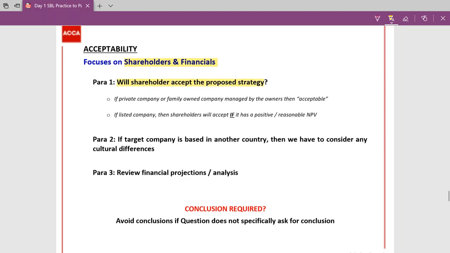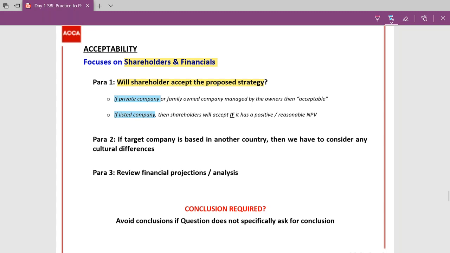So the first para, will shareholder accept the proposed strategy? If we are going for acquisition, that is a big decision, right? So obviously the owners, the shareholders will need to approve before we actually execute. So under acceptability, the first thing we look at is whether the shareholder will accept the proposed strategy or not. So there are two possible scenarios. The first possible scenario is if it's a private company or if it's a listed company. Like, are we a private company or are we a listed company?